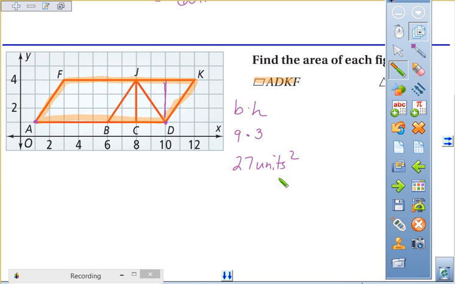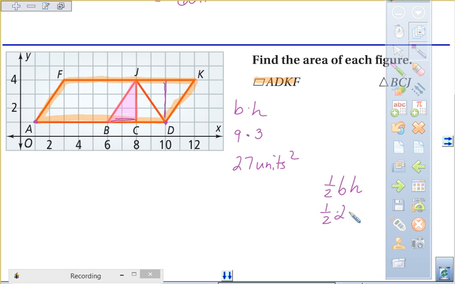Now we need to find the other shape, triangle BCJ. So this pink triangle. Formula for a triangle is 1/2 base times height. Using the coordinates, looks like my base is 2, and my height is the same as the parallelogram, 3. So the area of that triangle is 3 square units.